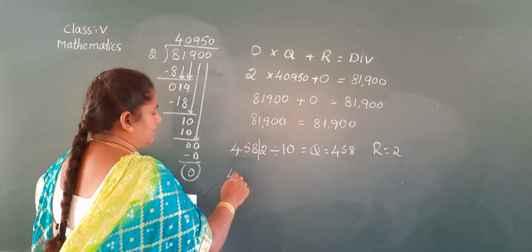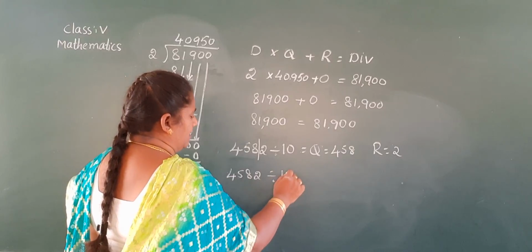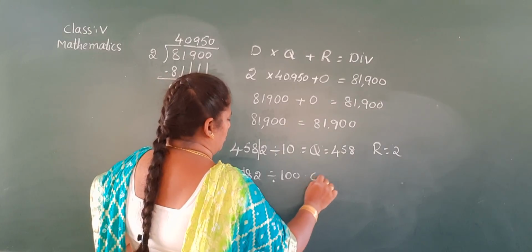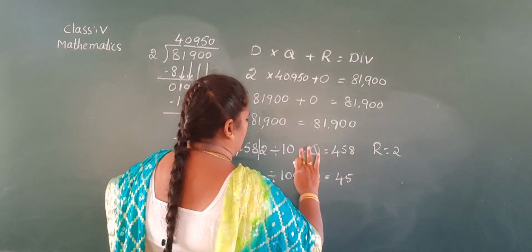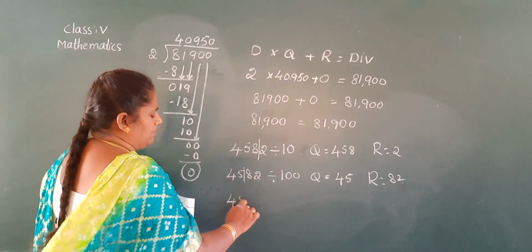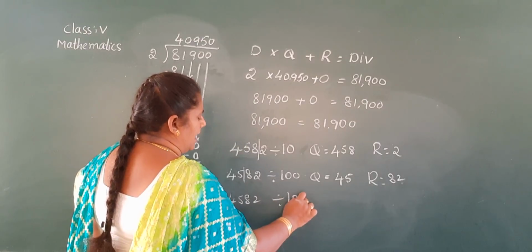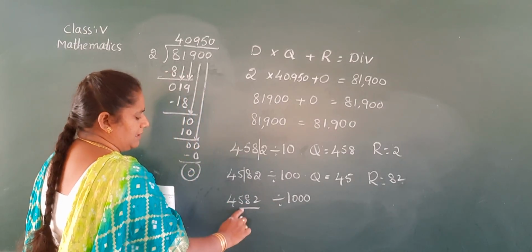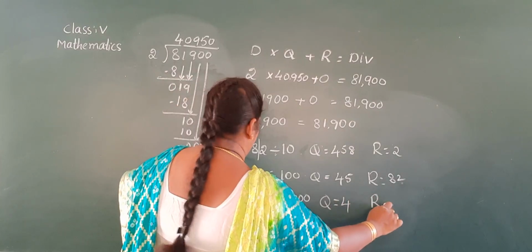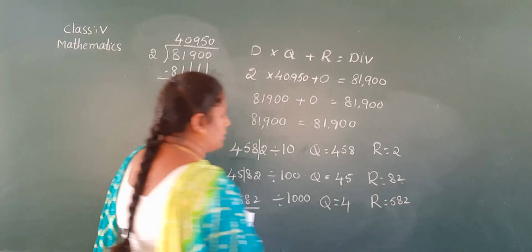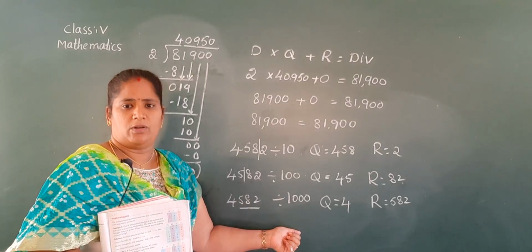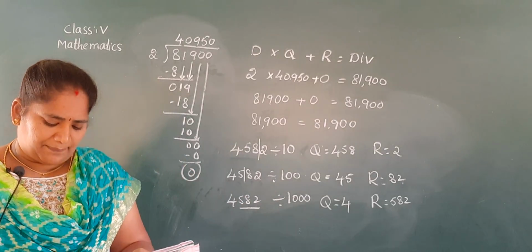If this same number is divided by 100, the last 2 digits become the remainder and this left part is the quotient. So quotient equal to 45, remainder equal to 82. Is it clear to you, children? If the same number is divided by 1000, the last 3 digits become the remainder, and this part is the quotient. So quotient equal to 4, remainder equal to 582. So without doing division, we can write the quotient and the remainder. This was all completed in the previous classes.